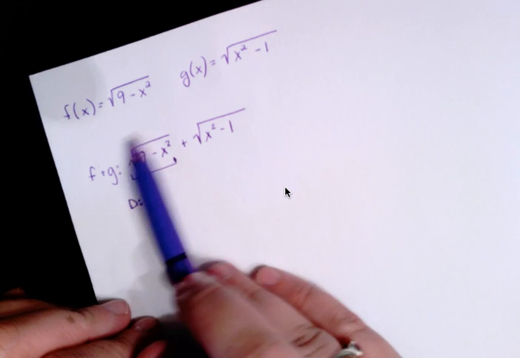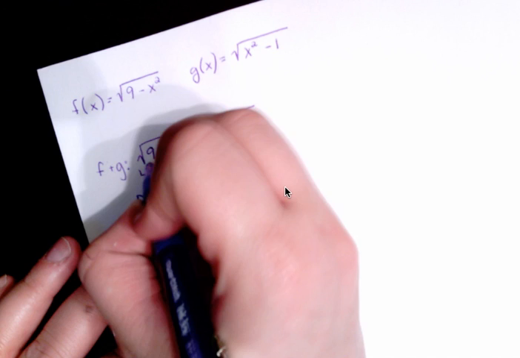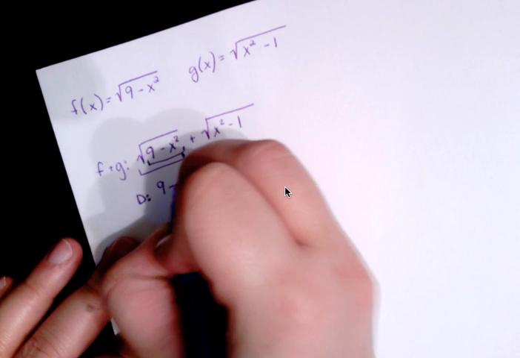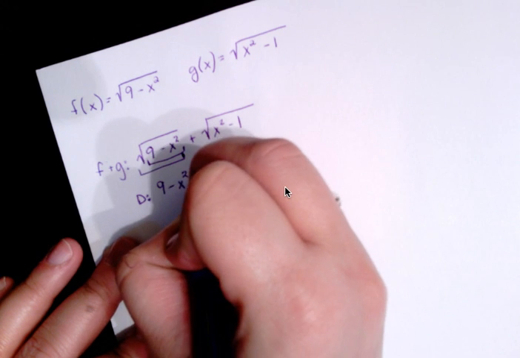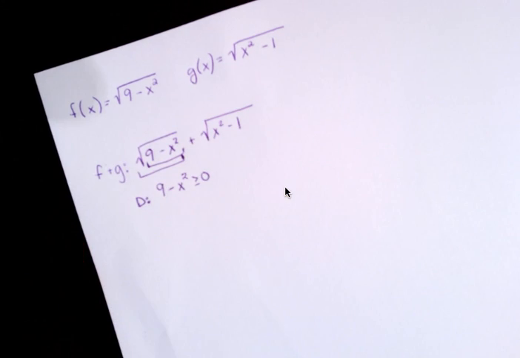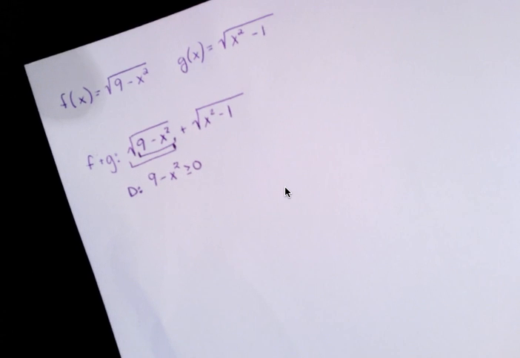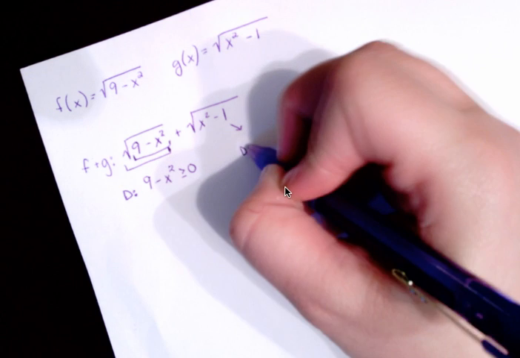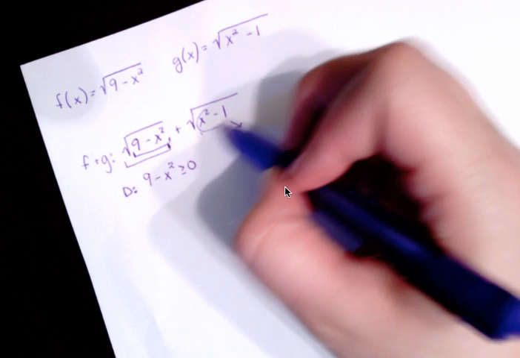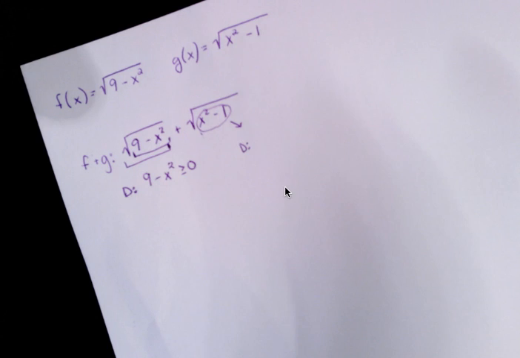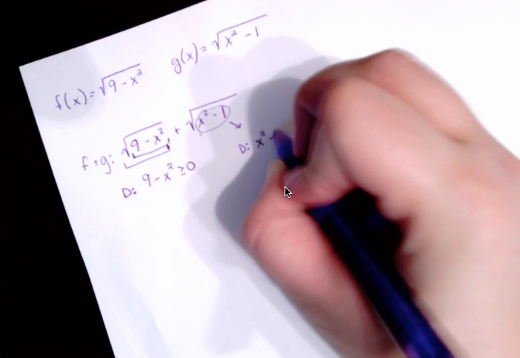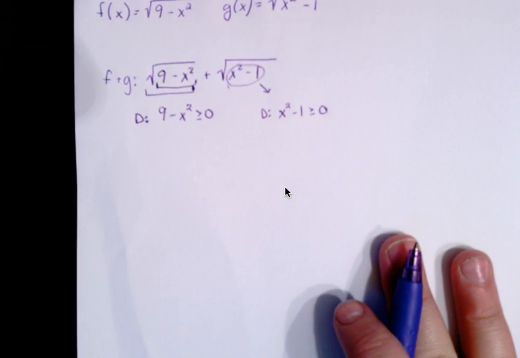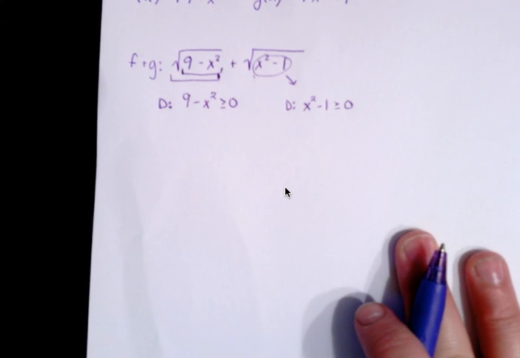So to begin with this one, I don't want any of this to be negative. That means I want 9 minus x squared to be greater than or equal to 0, because 0 on up is going to give you a positive number. And for the domain of function g, again, since it's a radical, I don't want any of that to be negative either. So I can do x squared minus 1 is greater than or equal to 0. Then we actually go about solving this.